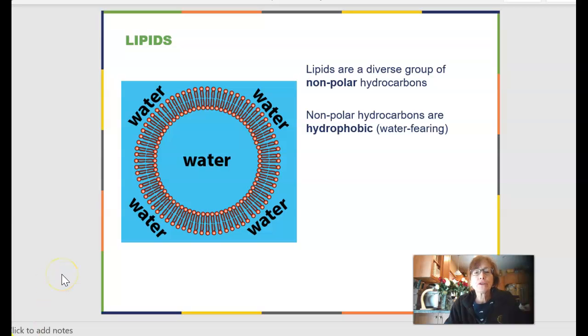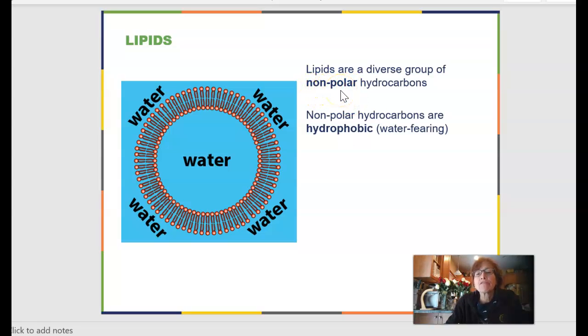Let's continue with a review of lipids. I have a picture here that hopefully will call to mind some of the things we've talked about already with lipids. One of the bottom lines with all lipids is that lipids are hydrophobic. Most lipids that we're looking at are things which do not like water, and therefore they are non-polar.